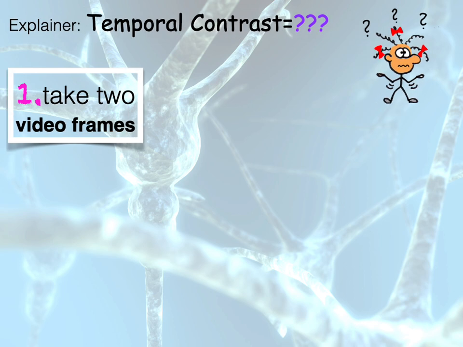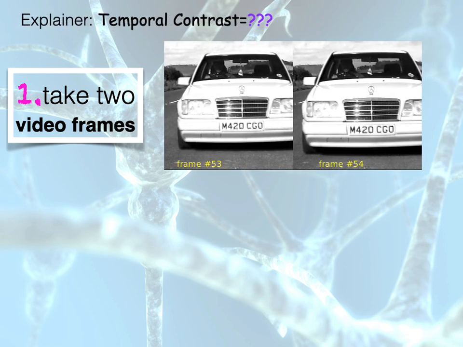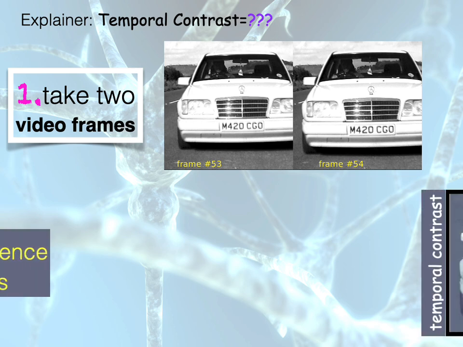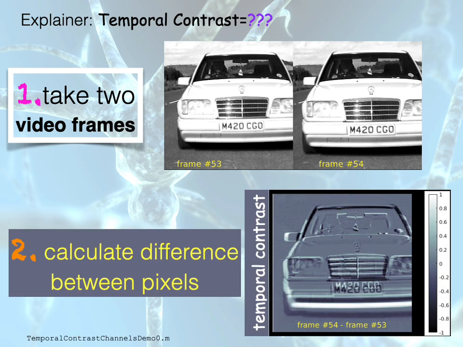So we take just two consecutive video frames, like these. Now images are composed of individual pixels at each position, and these pixels have values. These values in grayscale images are called luminance or intensity. So by going from pixel to pixel, computing the difference between the two pixels of each frame at the same position, we arrive at this difference image. And this is just called temporal contrast image, or we call it just temporal contrast.